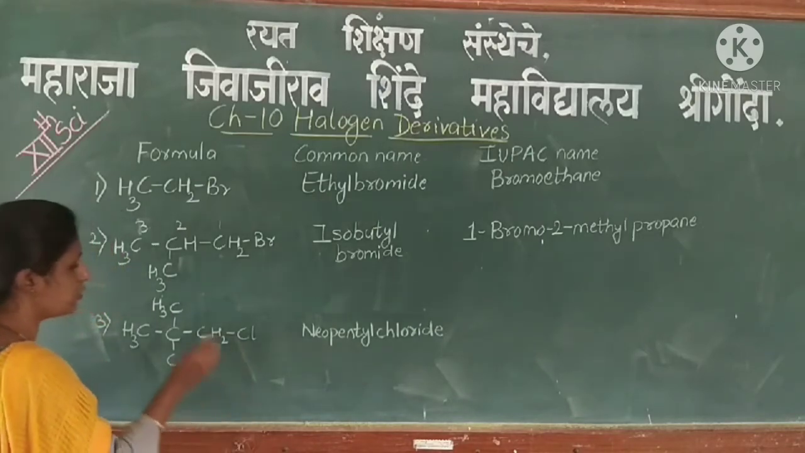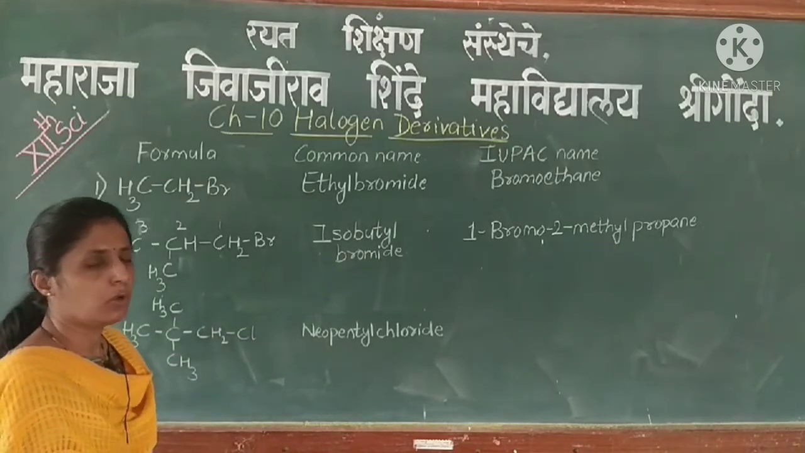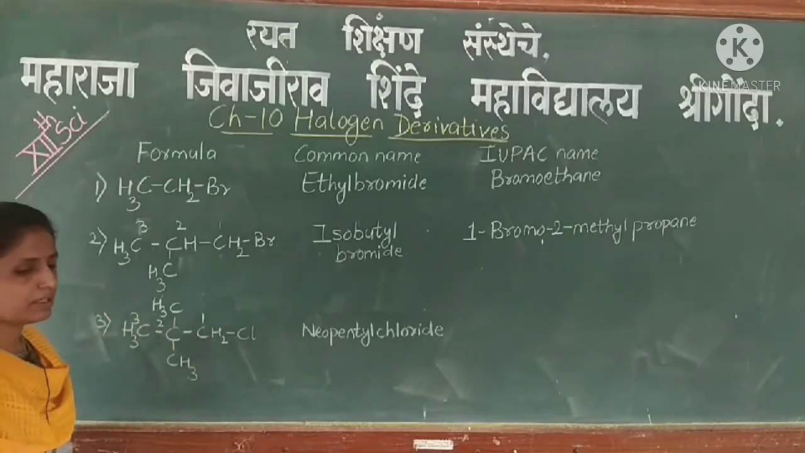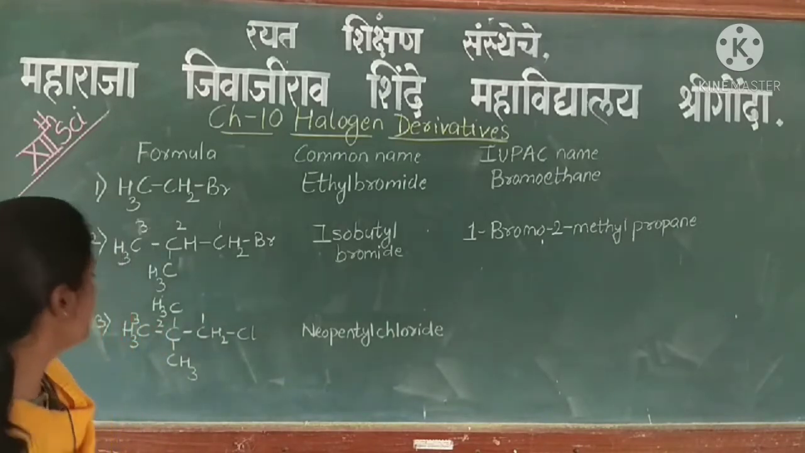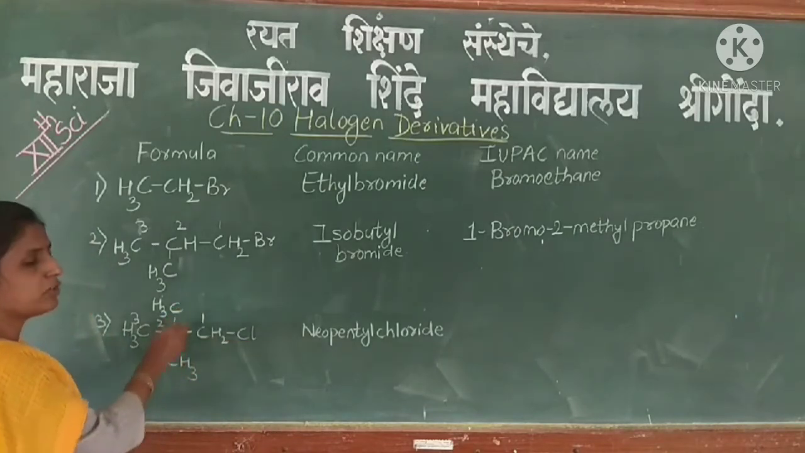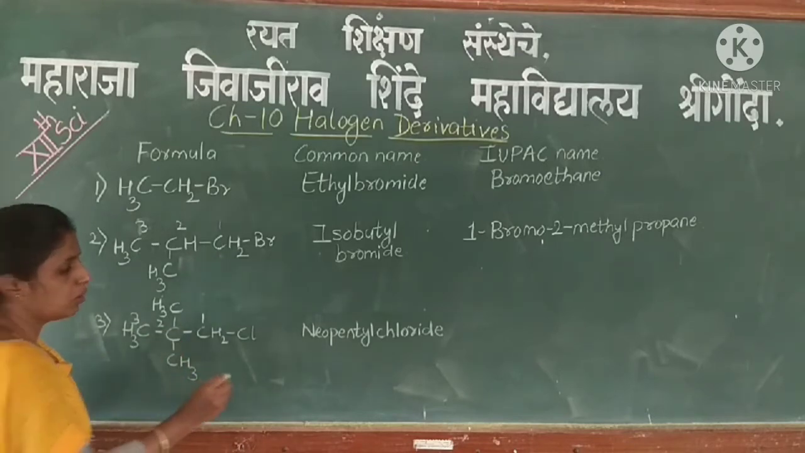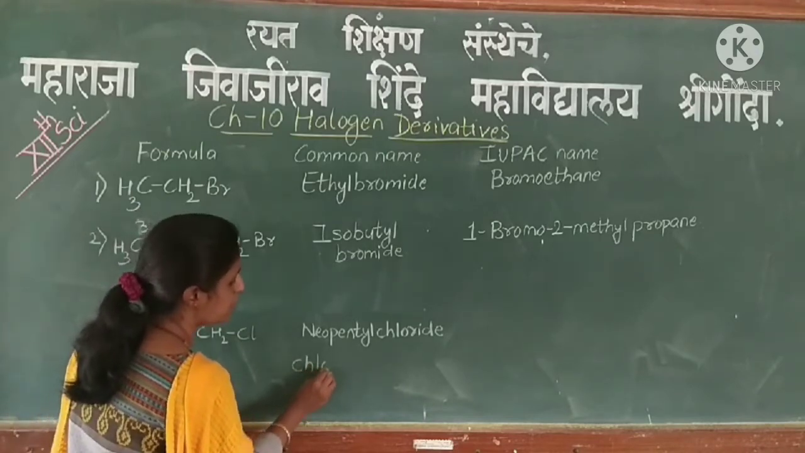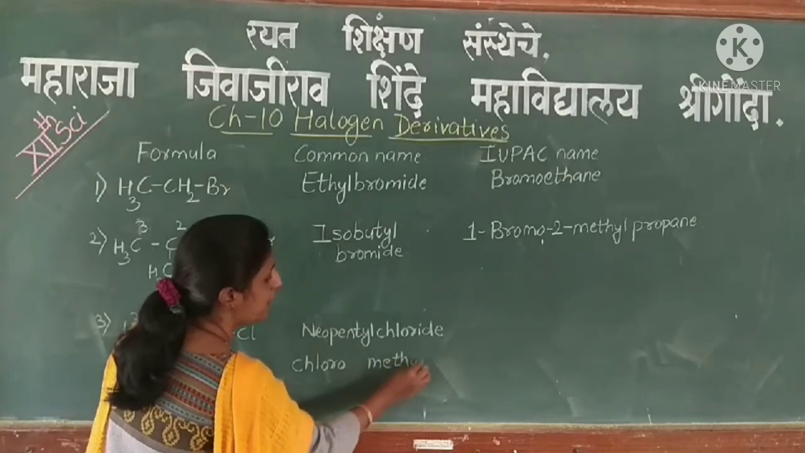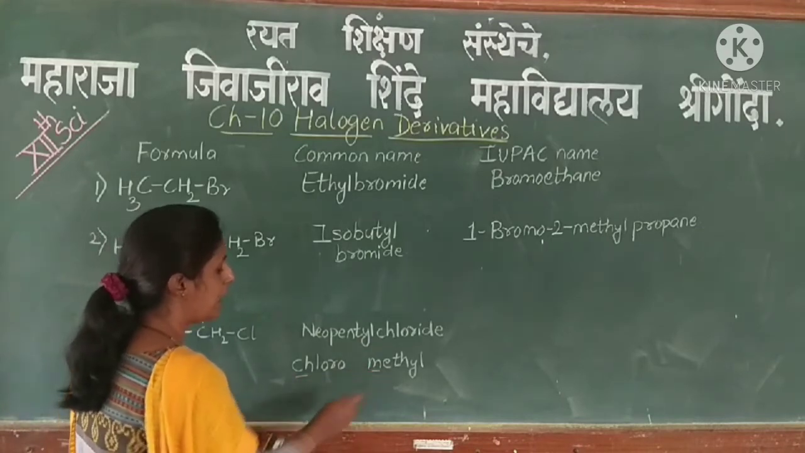Now let's write the IUPAC name. The first rule is that you should select the longest carbon chain and the halogen should have the lowest number. So 1, 2, 3, this is the numbering. The first carbon is carrying chlorine. The second carbon has 2 methyl substituents. Again, what are the substituents? Chlorine, that is chloro, and methyl. While writing the IUPAC name, it should be written alphabetically, so C will come before M.